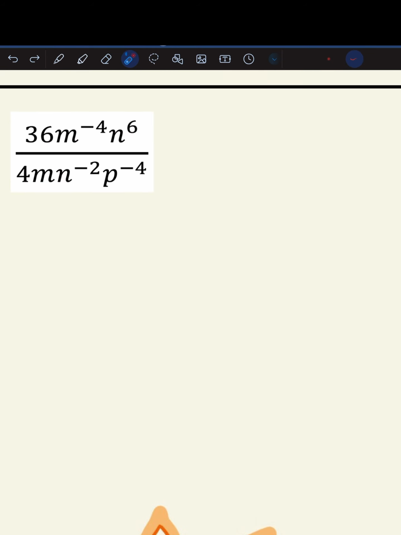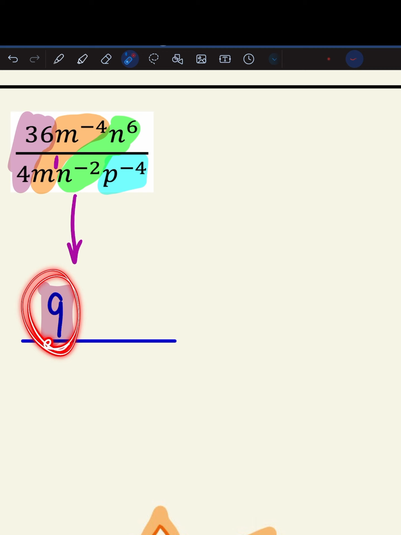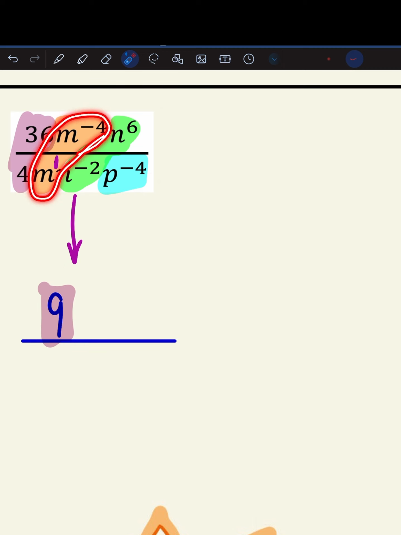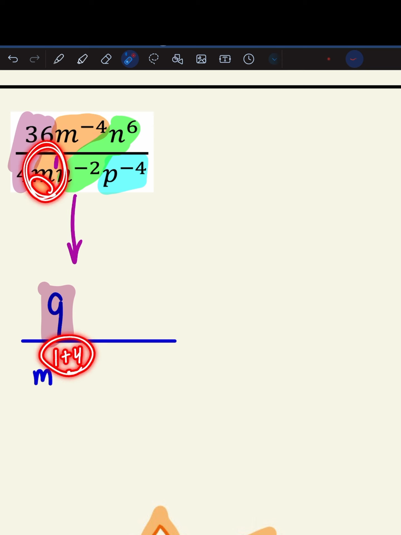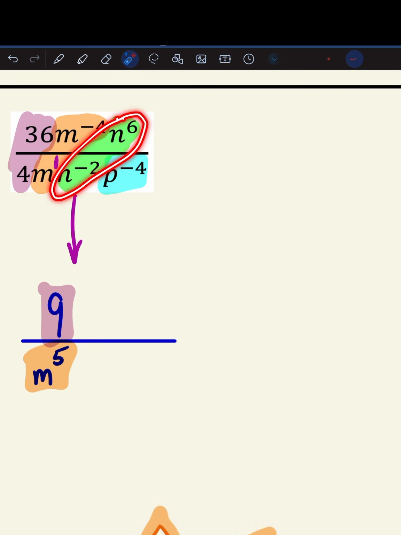For our final example, we have coefficients, we have m's, remember the invisible one, we have n's, and we have this p. For our coefficients, we just divide like normal, so this becomes 36 divided by 4, which is 9, and since our bigger number is on top of the fraction, our answer will go on top of the fraction. You can do these in any order that you want, starting with our m's and using the logic from the previous question. These m's to the -4 want to move to the bottom to become positive. The 1 m that was on the bottom will now combine with the 4 that joined, giving 5 m's on the bottom.